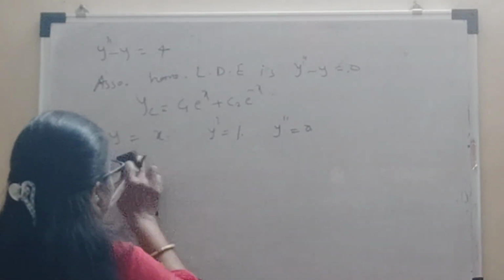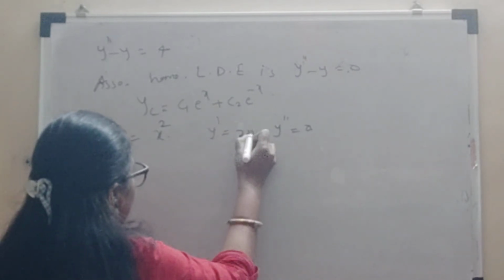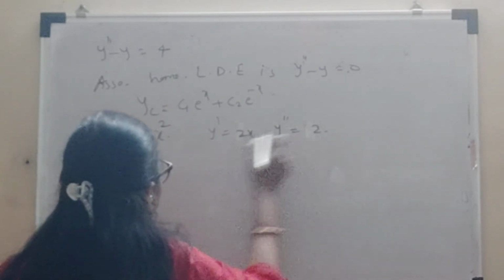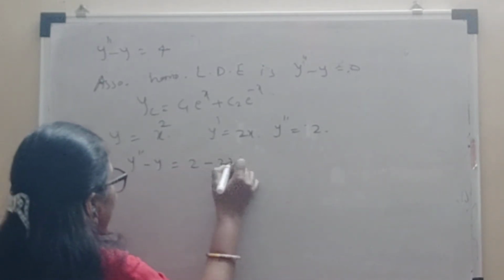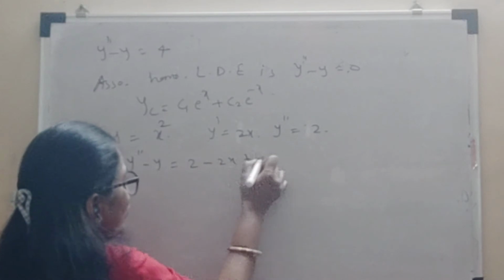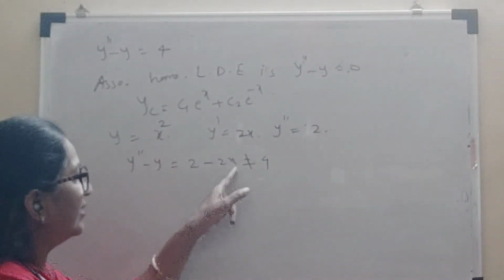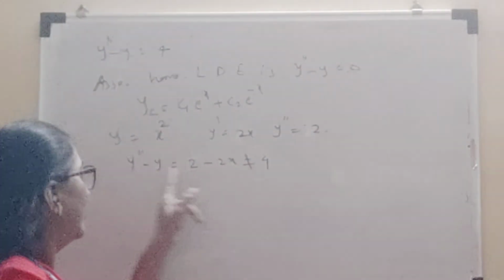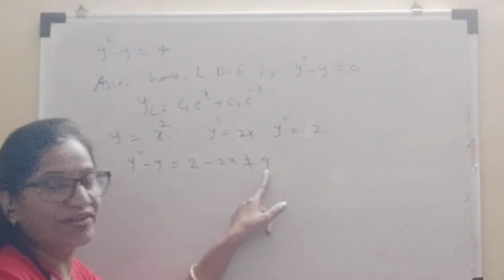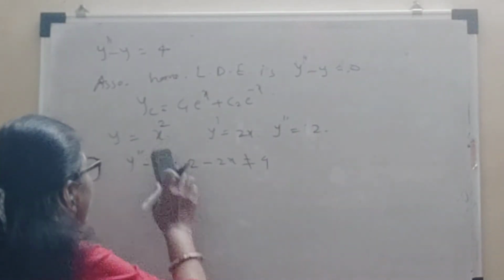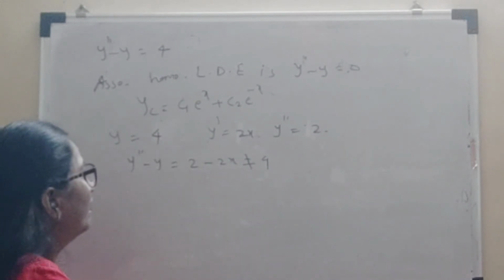So suppose I choose x square, then y prime is 2x and y double prime is 2. Now y double prime minus y is equal to 2 minus x square, and that is not equal to 4. Okay. So if I increase the power of x, I will get terms in x on the LHS, and obviously on the RHS we have just a constant. So instead of increasing the power I will decrease. Suppose I choose a constant, the same 4. Okay. y is equal to 4.